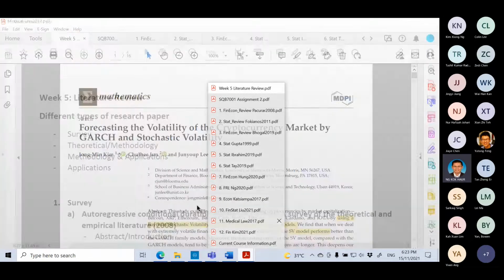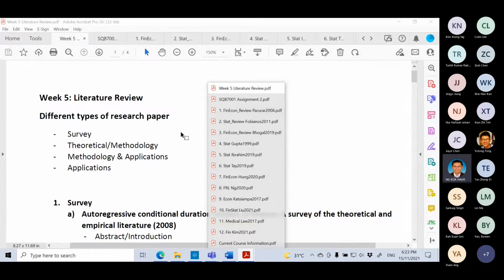I just selected a few of them and grouped them into different categories only. Sometimes certain research papers may overlap with each other in the type of research work. So I just want to briefly tell you what types of research paper are available, so that when you go for your research project, you know what type of journal paper you are looking at.